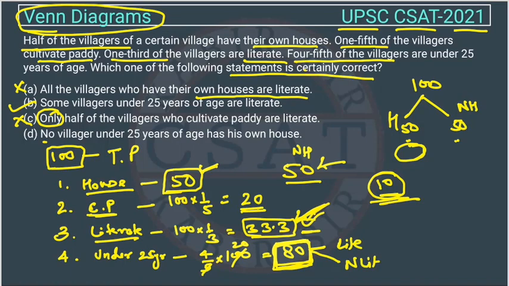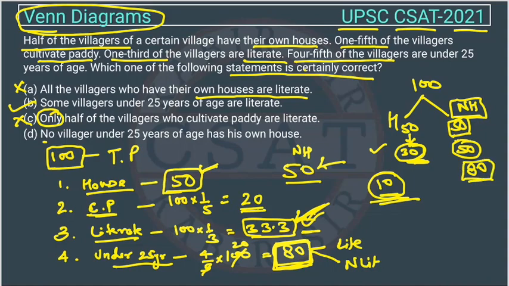But here the statement is saying no villagers under 25 years of age has his own house, right? Suppose यहाँ पे 50 के 50 यहाँ पे हमने कंज्यूम कर दिए 80 में से, but still there are 30 remaining who are under 25 and they are owning house, right? So this case is possible here. Because all 80 we cannot put here, since the number of people who are not owning house can be only 50. So this statement is also wrong. So only statement B is correct, right? So the answer will be option B.